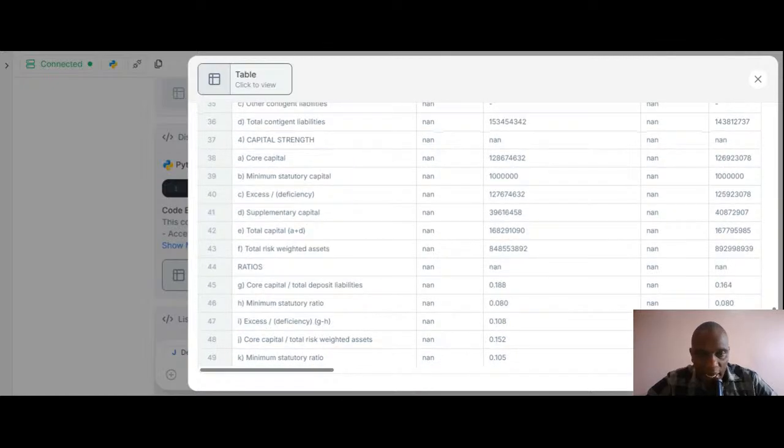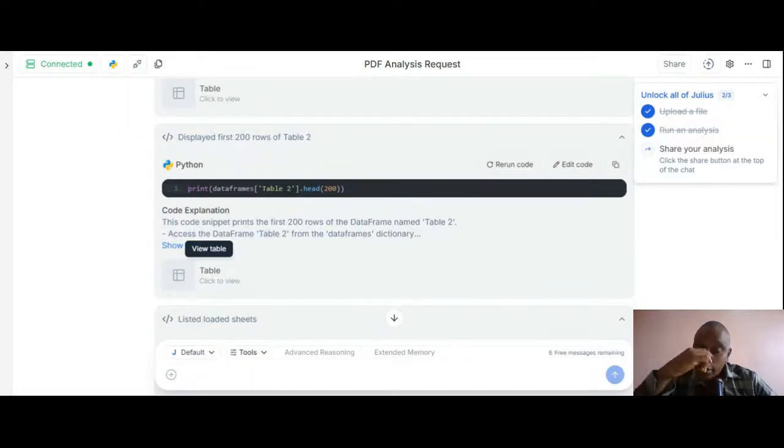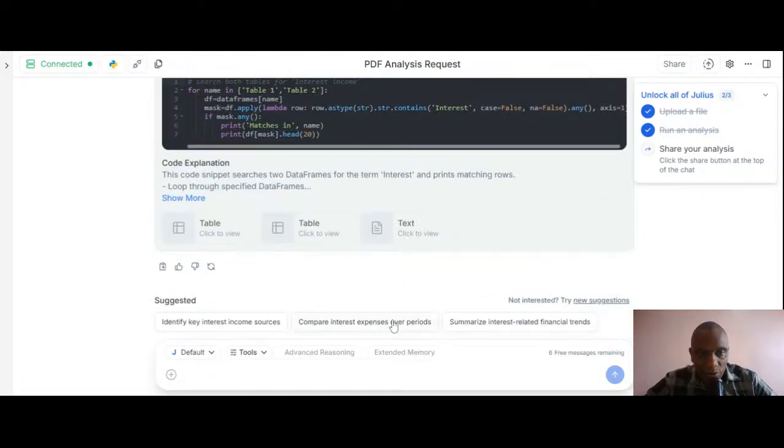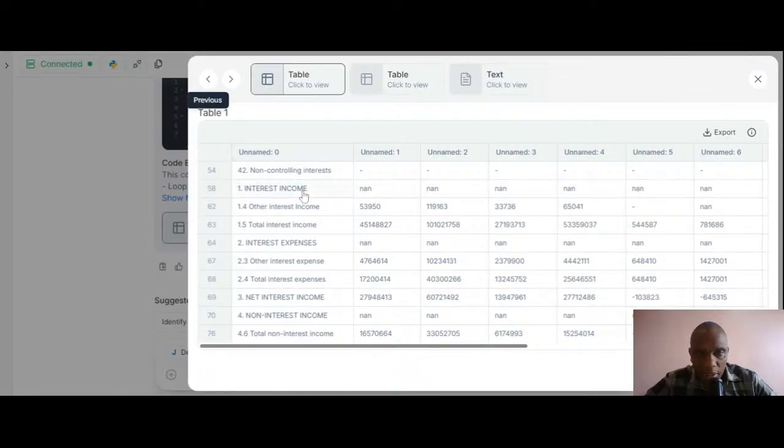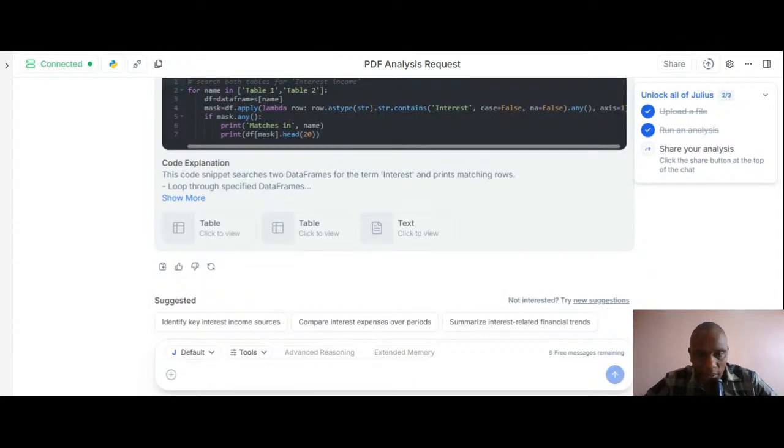So these are important information based on the question that I have asked it. I'm still waiting. So you have this table, and this table. All these are tables being developed of the interest income, interest expenses, net interest income, non-interest income. Remember, that is the question that I have asked. So that is why you see it is actually getting into that.